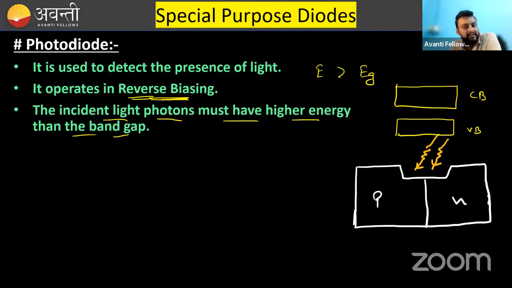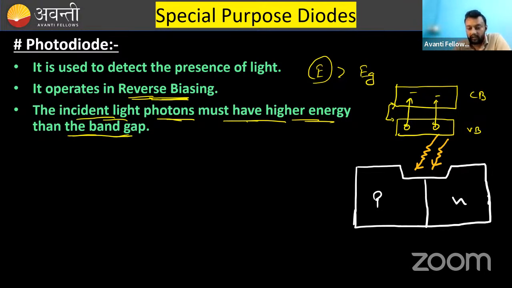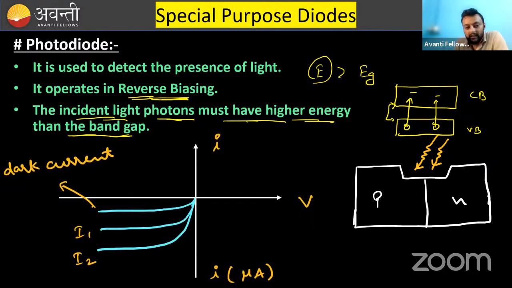So if the light is incident and light has more energy than the band gap, then it will break some bonds. And some electrons and holes are created. So for this to happen, the incident energy must be greater than the band gap. So that's what mentioned here. The incident light photons must have higher energy than the band gap. Now I think it is clear why it should have higher energy than the band gap, so that bonds can be broken.